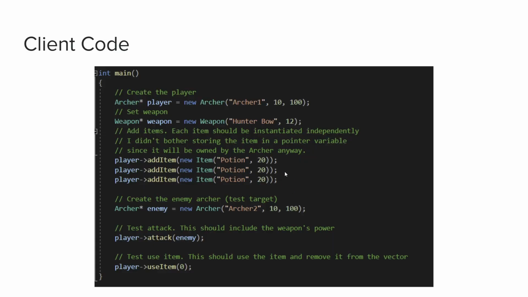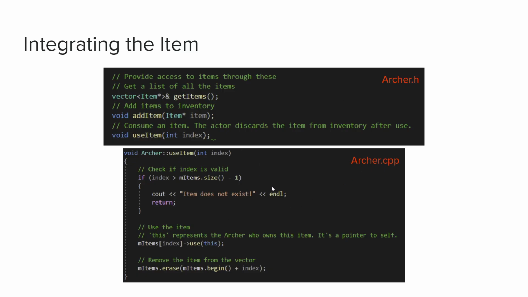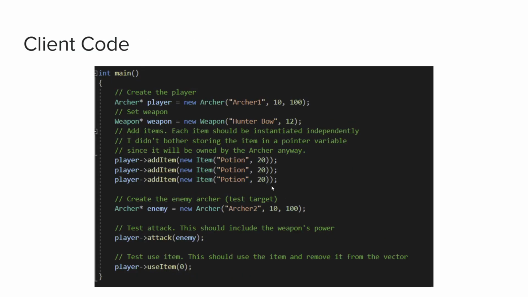So our client code now, just to test it out, we add the items and then use item. Just for testing purposes, we use item 0, meaning we're gonna use the first one. For now, it is just the potion. Okay? Questions? Do you want me to type this out? I can, but we can skip that.